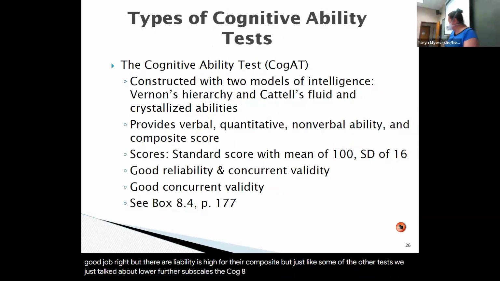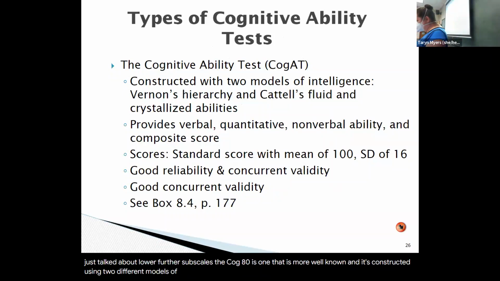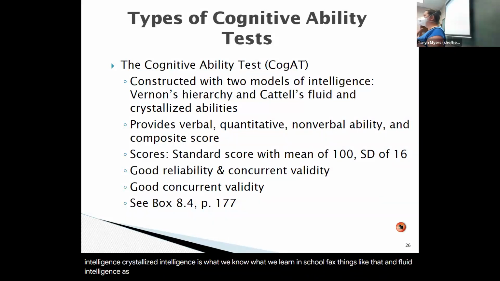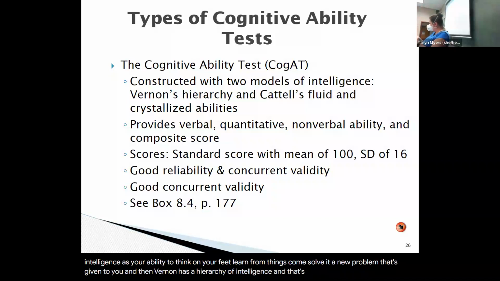The COG-AT is one that is more well known, and it's constructed using two different models of intelligence. So Cattell came up with this idea of fluid versus crystallized intelligence. Crystallized intelligence is what we know, what we learn in school, facts, things like that. And fluid intelligence is your ability to think on your feet, learn from things, solve a new problem that's given to you. And then Vernon has a hierarchy of intelligence, and that's also incorporated here.